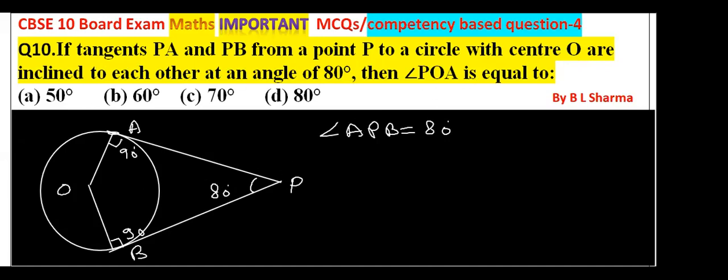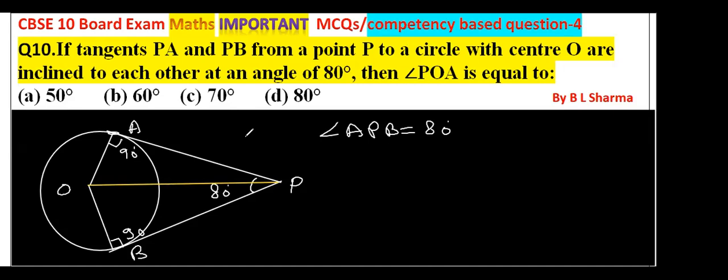The angle we have to find out is this angle, POA. We know that the angle between the radius and tangent at the point of contact is 90 degrees. So this angle is 90 degrees.